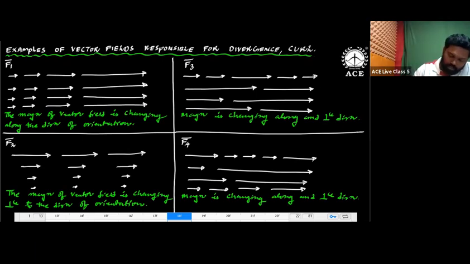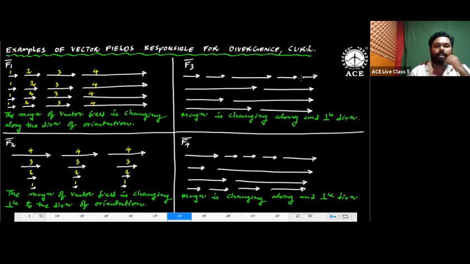Yes, observe carefully here. Let me give some naming here. Here it is 1, 2, 3, 4. And here 4, 3, 2, 1. How do you find out the divergence?